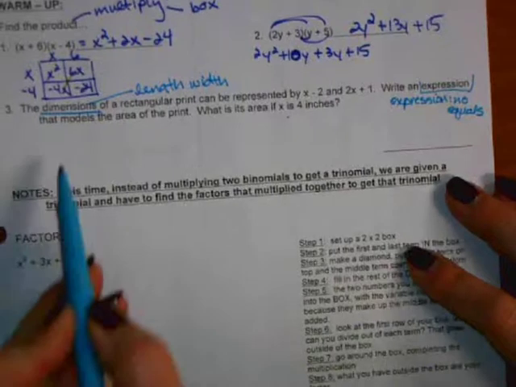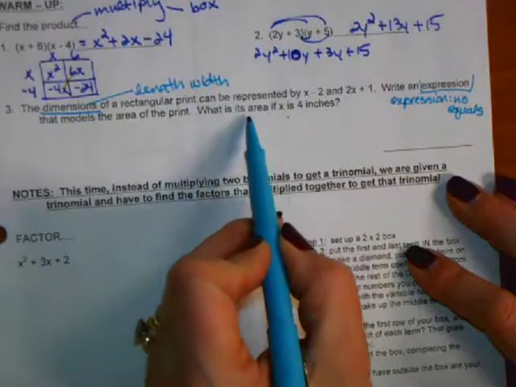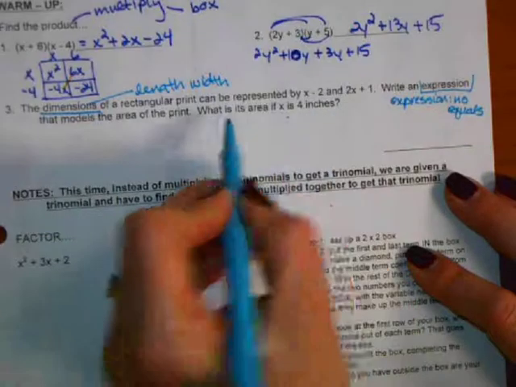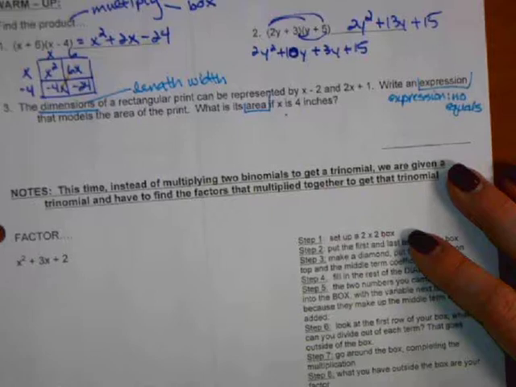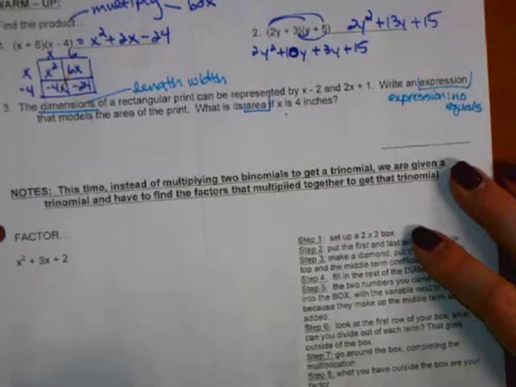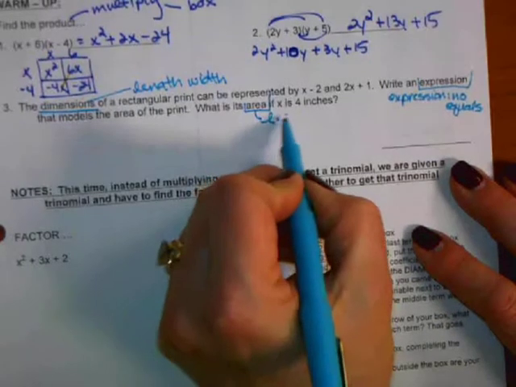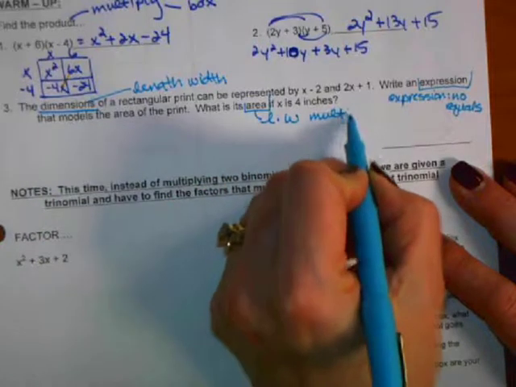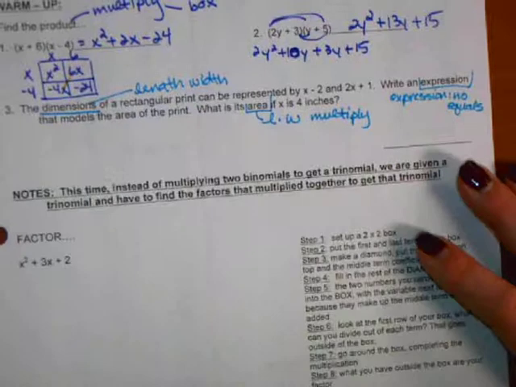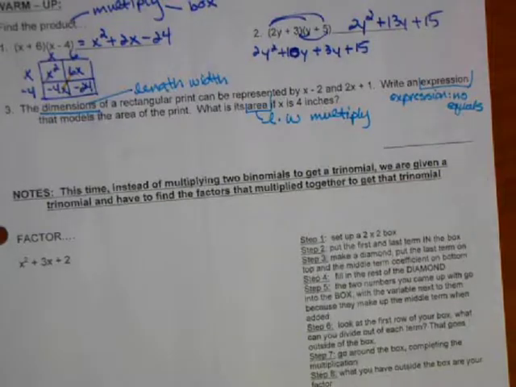That models the area of the print. What is its area if x is 4? How do I find area of a rectangle? Okay, length times width, correct? So I have to multiply. So I'm just kind of making sure I pick out all the important words here before I start this problem.